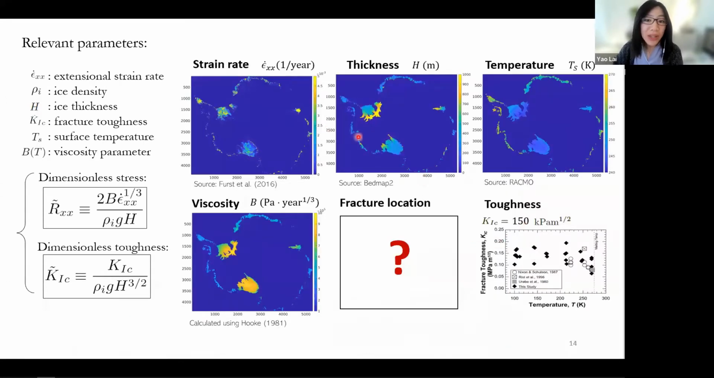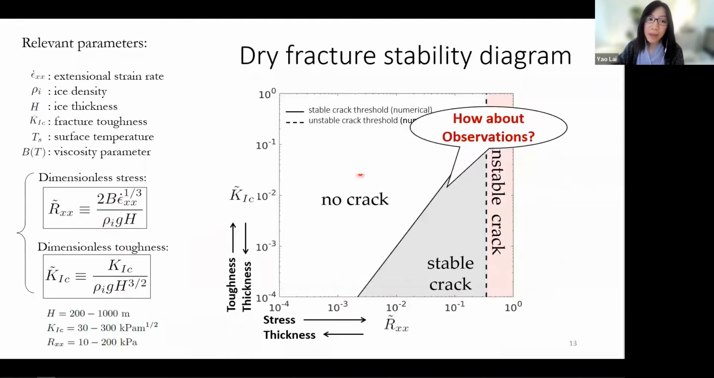Unfortunately, Earth is like a natural laboratory, and we have the data of velocity and thickness of ice shelves everywhere on Antarctica. And also fracture toughness can be measured in laboratory experiments. So here we can evaluate these 2 dimensionless parameters everywhere on ice shelves and put them back on this stability diagram.